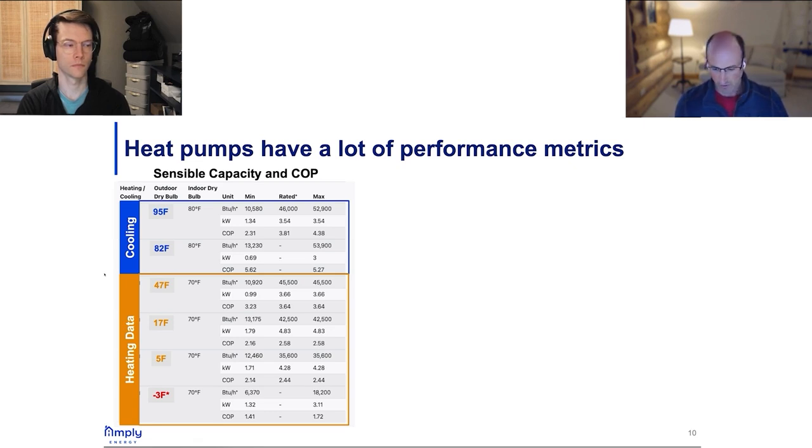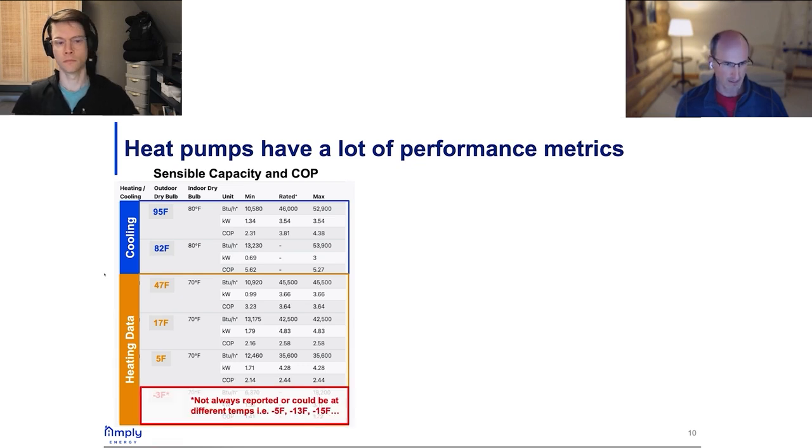There's an optional 4th data point. It's up to manufacturers what actual temperature they are reporting on or measuring. It could be -3 degrees, it could be -13, it could be -15. It's up to them if they want to include this as part of their performance metrics. So the cooling plus the 4 heating data points, that's across 6 different temperatures. And then because it's a heat pump, we've got min and max values associated with each one of them.